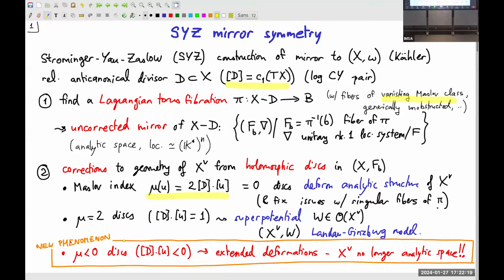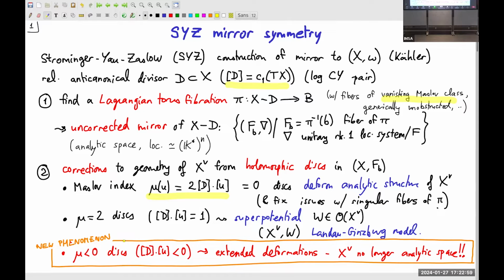And so the goal for today is to explain what happens if there are also negative Maslov index disks in this picture. So these are disks that have negative intersection number with D, and you may rightfully say, wait a moment, a holomorphic disk should intersect positively with a complex hypersurface. How can this happen? Well, the answer is this can happen if you have a disk that intersects D positively together with one or more spheres contained in D with sufficiently negative normal bundle.